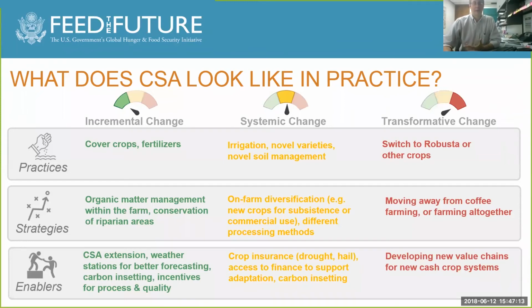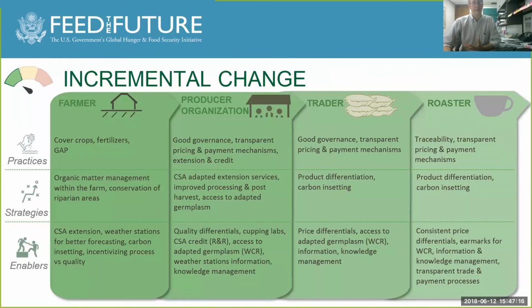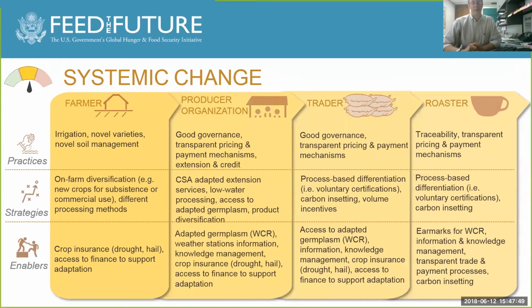This is another way to look at it. I'm not going to go into all the details here, but these are the kind of things that we see as potential practices, strategies, and enablers for farmers, producer organizations, coffee traders, and roasters, for example, in areas of incremental change. So here we're talking about areas that are going to be relatively less affected or less impacted by climate, but nonetheless, we need to make investments. And we have a whole additional webinar that digs into this in a lot more detail. Systemic change, again, you can see here things change quite a bit, and we begin to start talking about other kinds of practices, strategies, and enablers.